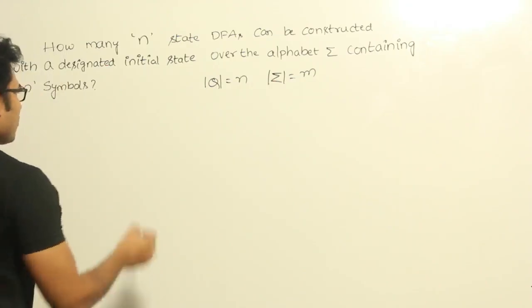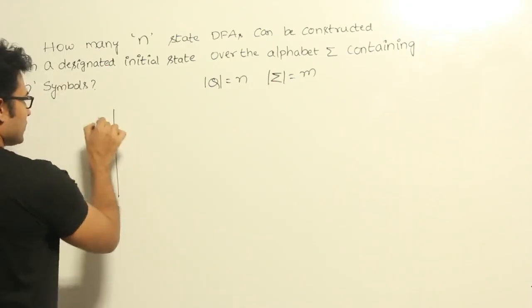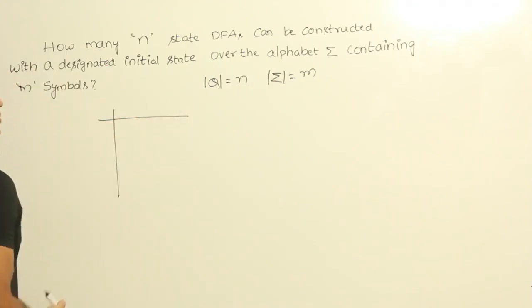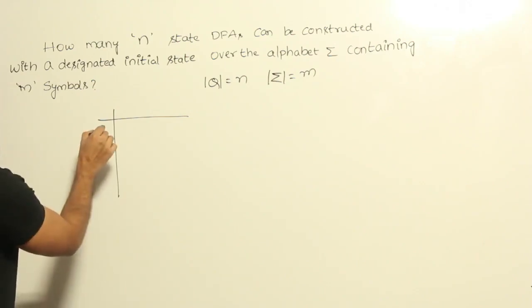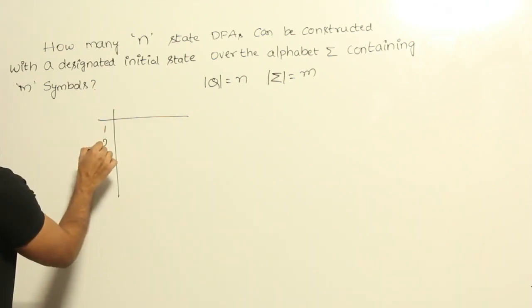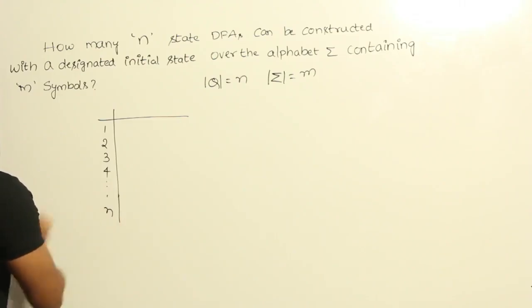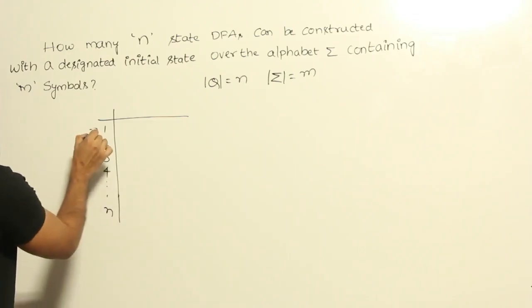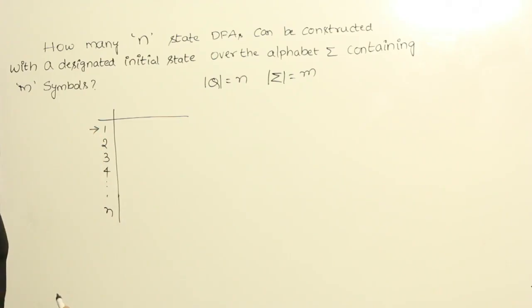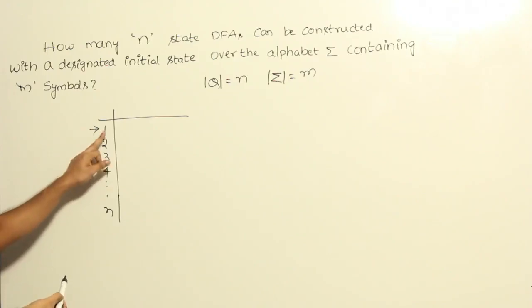Now let's try to draw the skeleton, the structure. If you are going to have n states, the table is going to look like this: 1, 2, 3, 4, 5, and so on. N states are going to be there, right? And one of them is already designated. It is having a designated initial state, which means once you make a state the initial state, you are not supposed to change it, right?